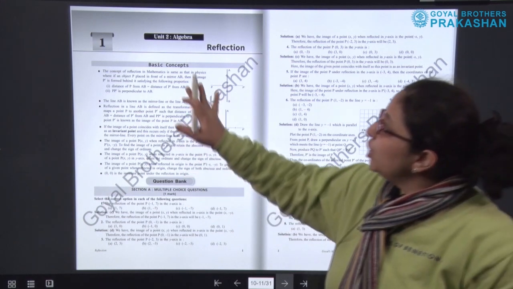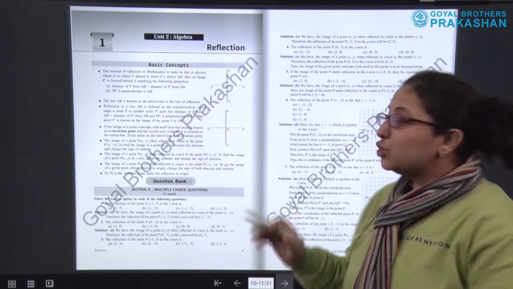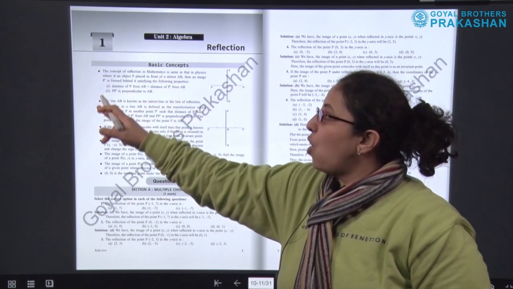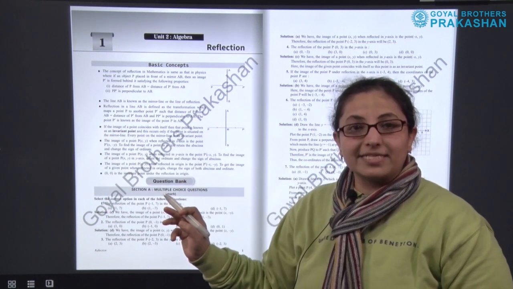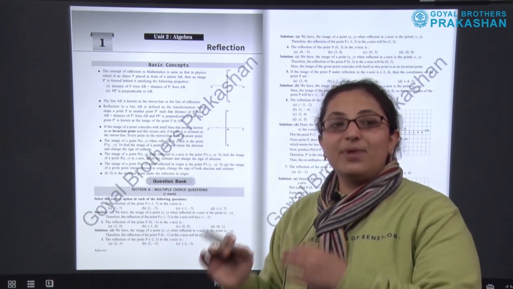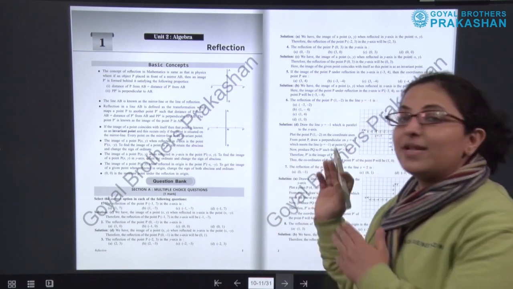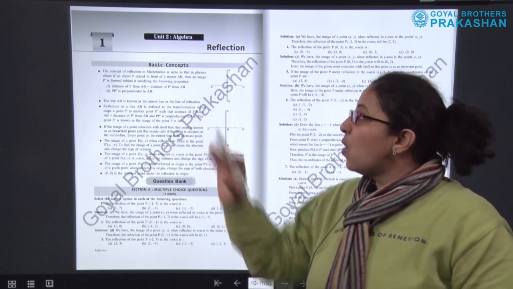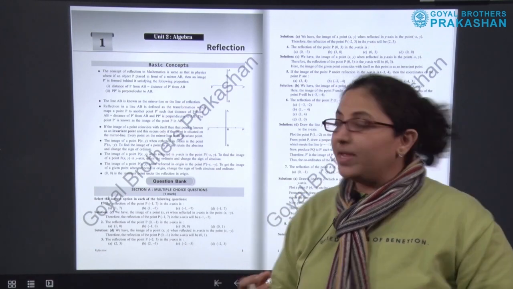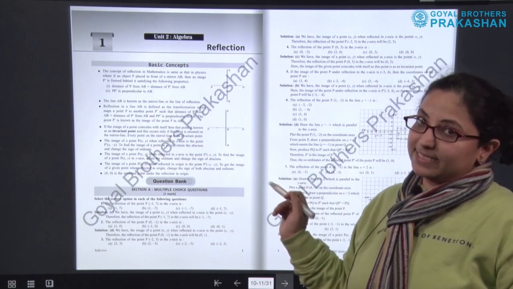Now, this is unit number 2, Algebra, Chapter 1, Reflection. In the starting of the unit, the basic concepts are given. All the concepts are given point-wise, so that the child can recapitulate the complete chapter in a very short while. All the units have been designed in a similar manner, where the basic concepts, or important points or summary, are given in the starting. After this, the question bank is there.